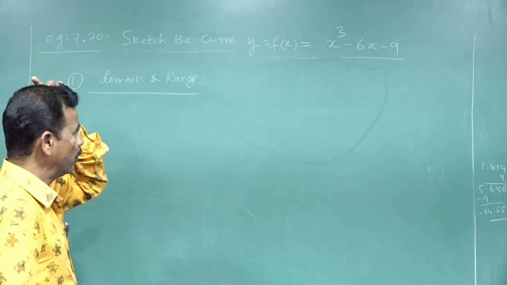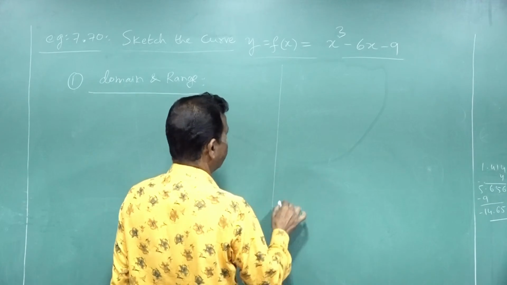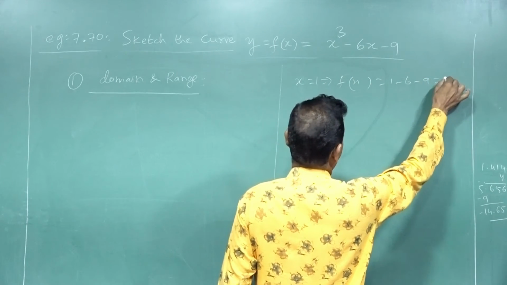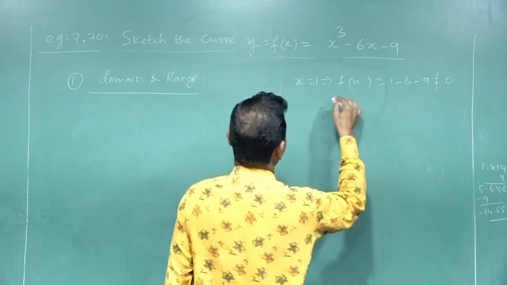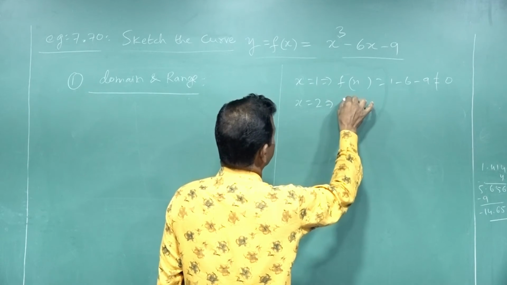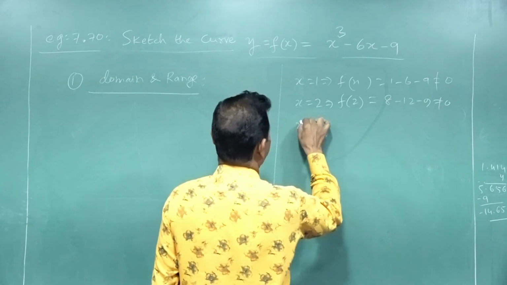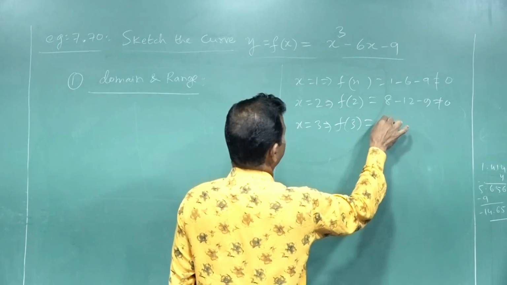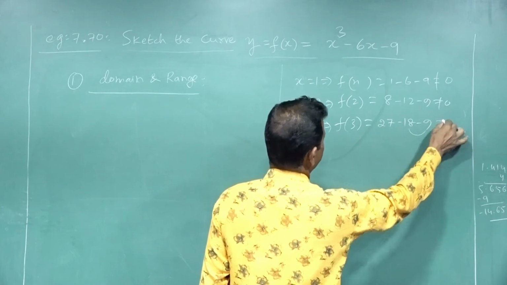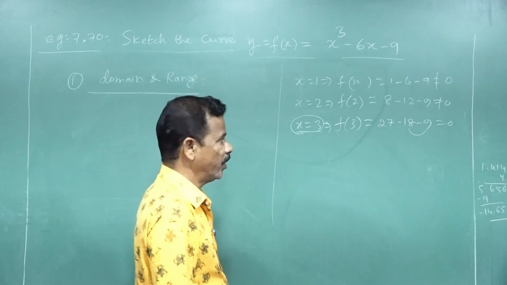Before going to this, factorization is compulsory. How do we find the factorization by the checking method? Put x equals 1: f of 1 is 1 minus 6 minus 9, not equal to 0. x equals 2: f of 2 is 8 minus 12 minus 9, also not equal to 0. At x equals 3, f of 3 is 27 minus 18 minus 9, which is 0. So x equals 3 is a factor; this equation is satisfied.